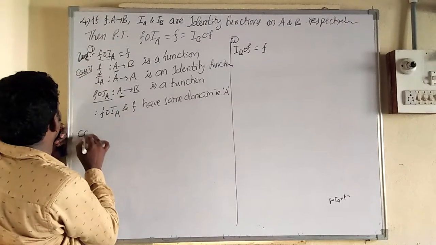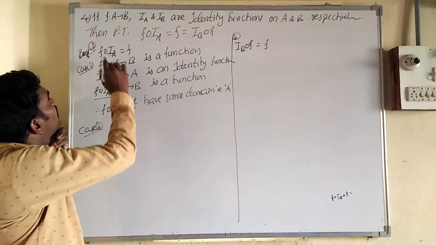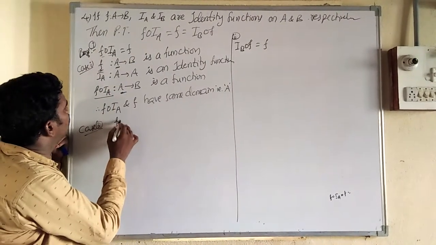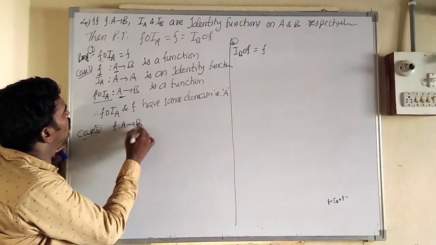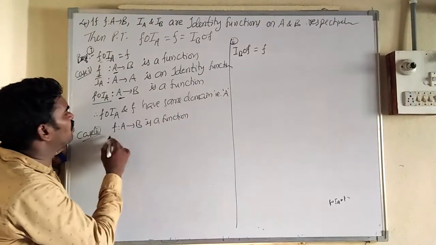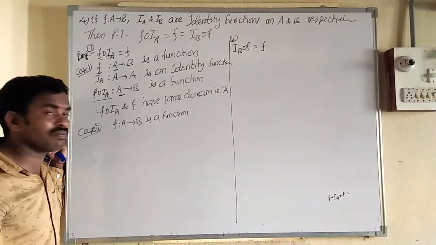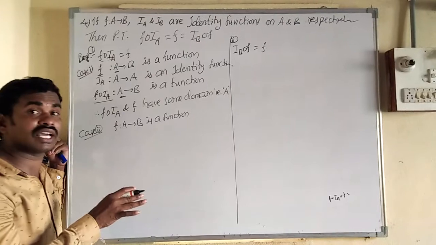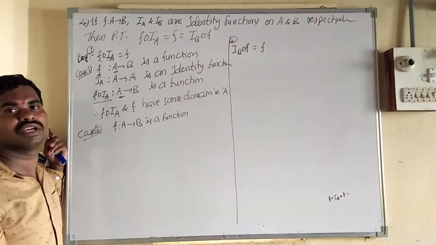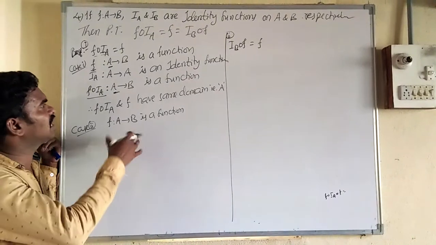Case 1, case 2. Simplifying: F maps from A to B is a function. So we can't say F of A equals B. Even if it is a bijection, then it is onto, and only then can we write F of A equals B. So here, don't write F of A equals B; just write A to B and leave it.